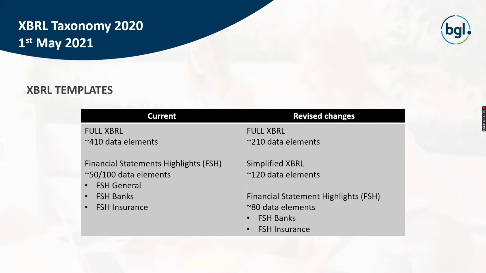And also you can see that there is an additional XBRL type called the simplified XBRL, which only has 120 data elements. I'll be able to show you some of these data elements later in our XBRL tool.